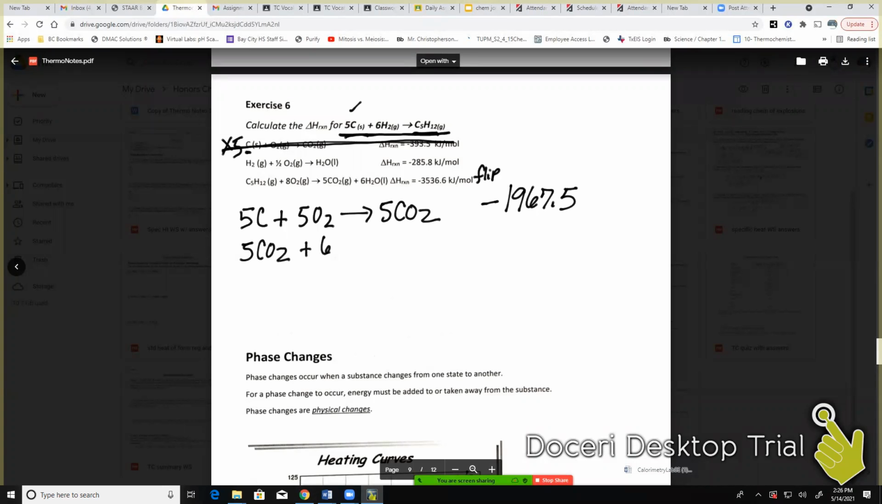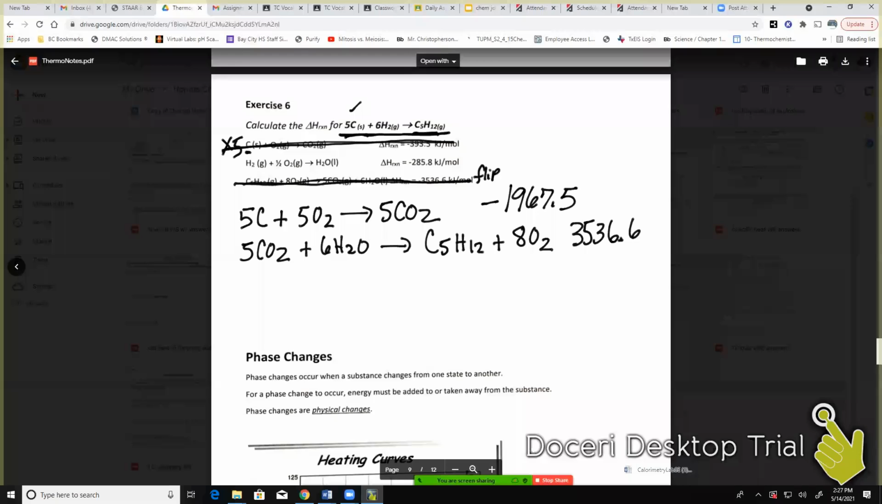5CO2 plus 6H2O yields C5H12 plus 8O2. And it will go from a negative to a positive 3536.6. All right. So now I got my 2 things with carbon.